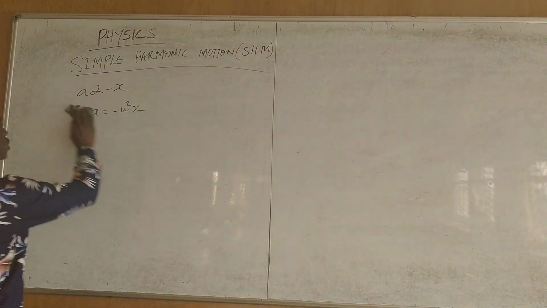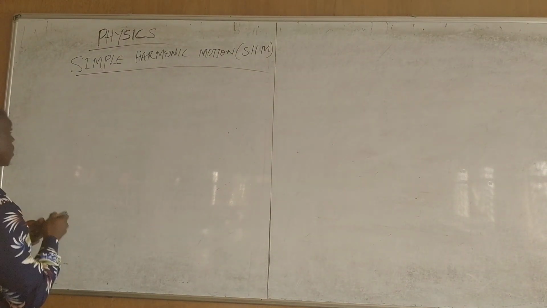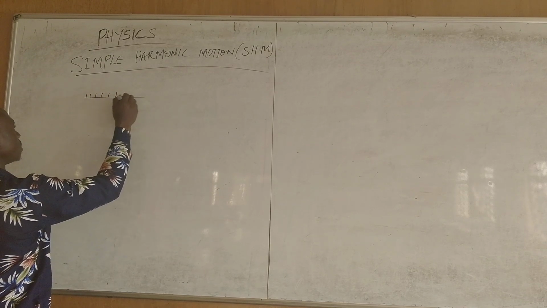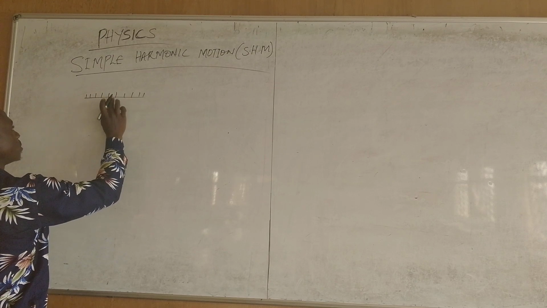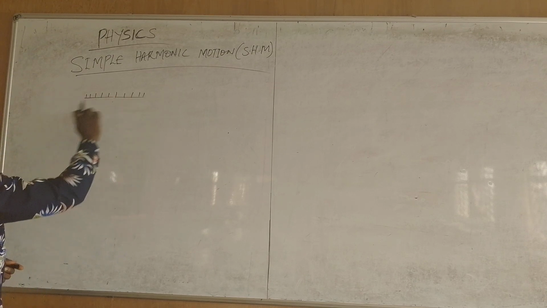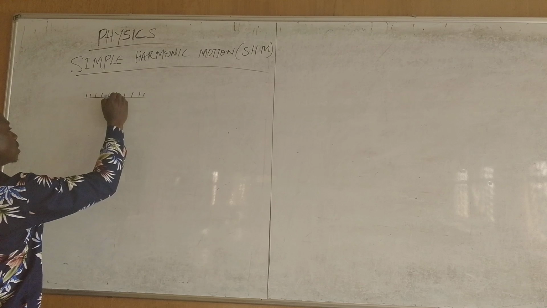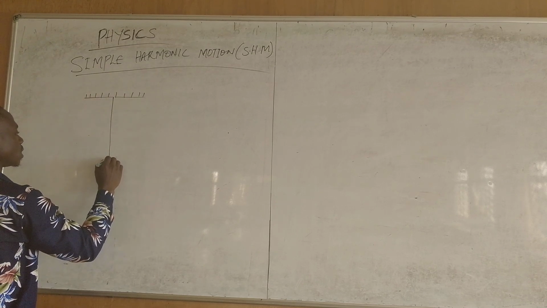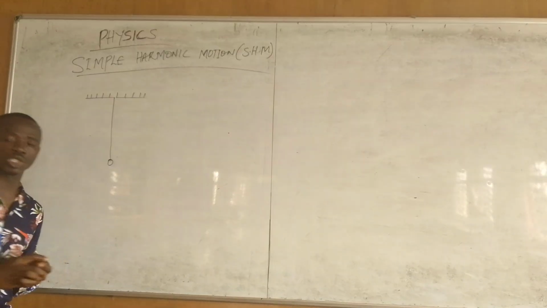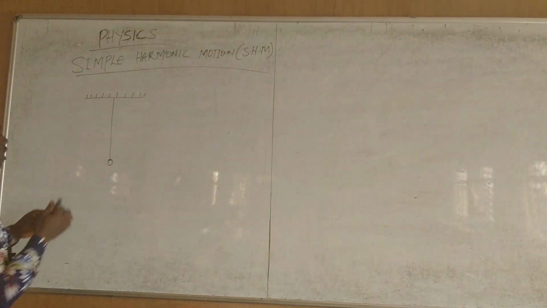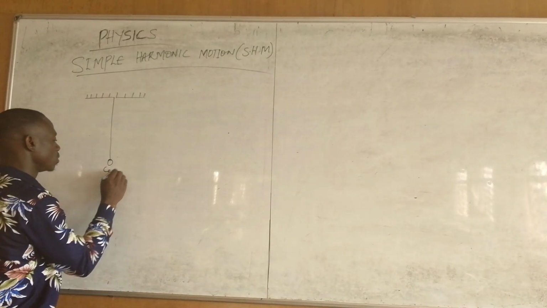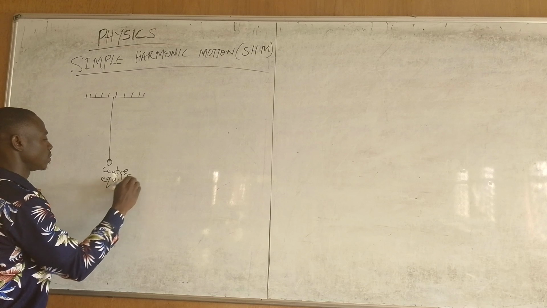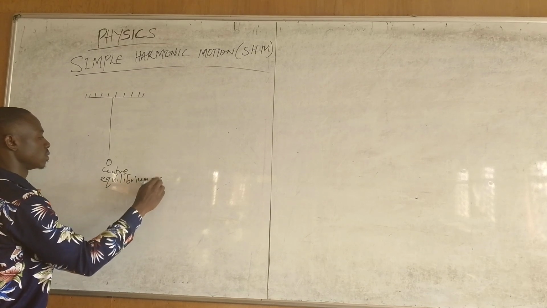So let me give you the diagrammatic illustration. This is a rotor stand, a rigid support. Then this one is a thread, and a bulb is attached to the thread. This is a pendulum bulb. Now, this place is the center, which I also refer to as the equilibrium position.